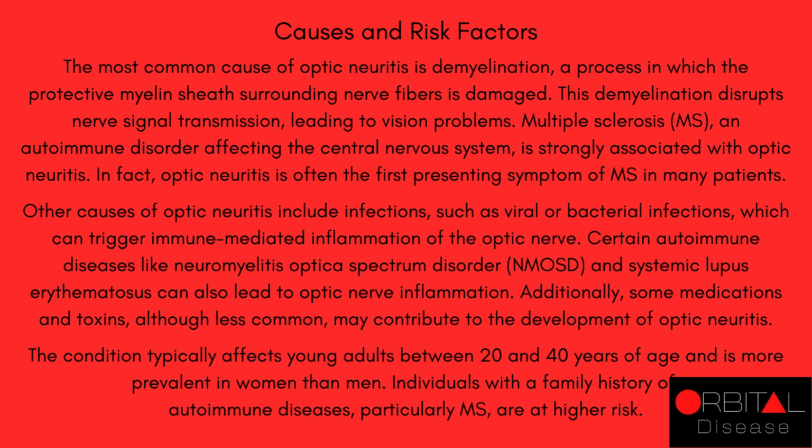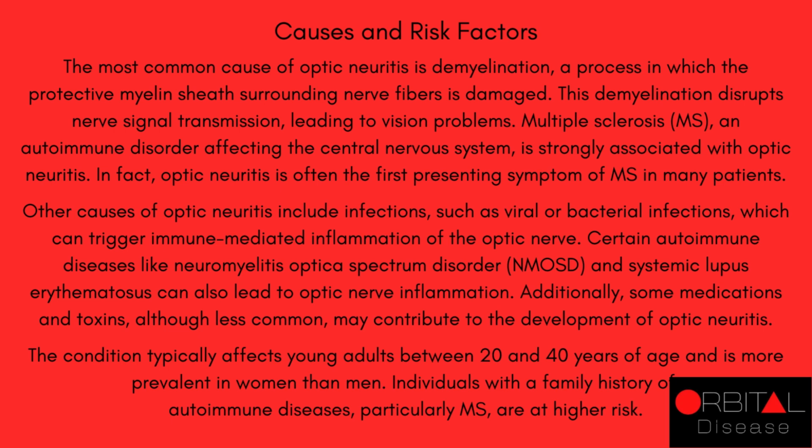Causes and risk factors. The most common cause of optic neuritis is demyelination, a process in which the protective myelin sheath surrounding nerve fibers is damaged. This demyelination disrupts nerve signal transmission, leading to vision problems. Multiple sclerosis, MS, an autoimmune disorder affecting the central nervous system, is strongly associated with optic neuritis. In fact, optic neuritis is often the first presenting symptom of MS in many patients.